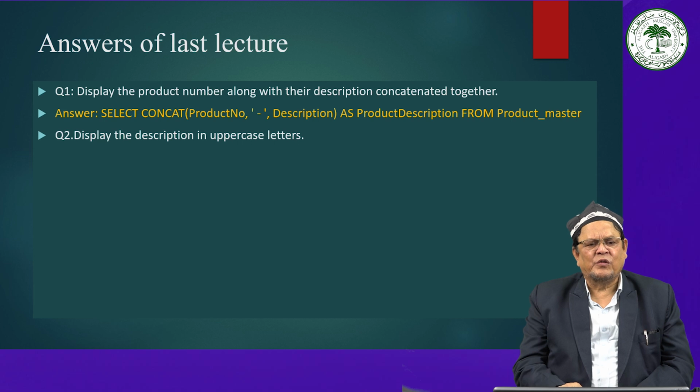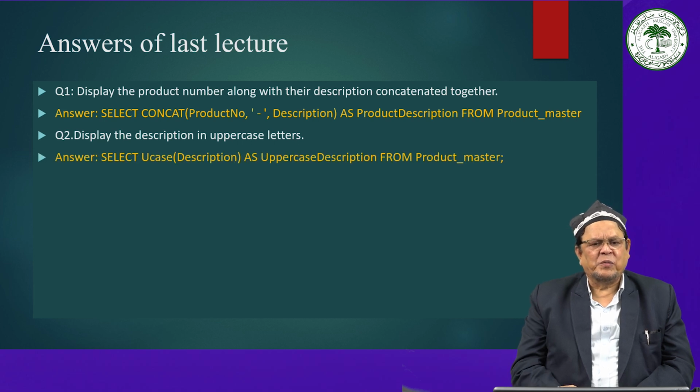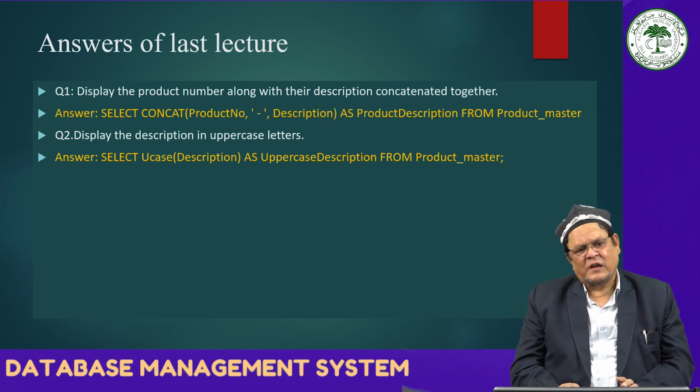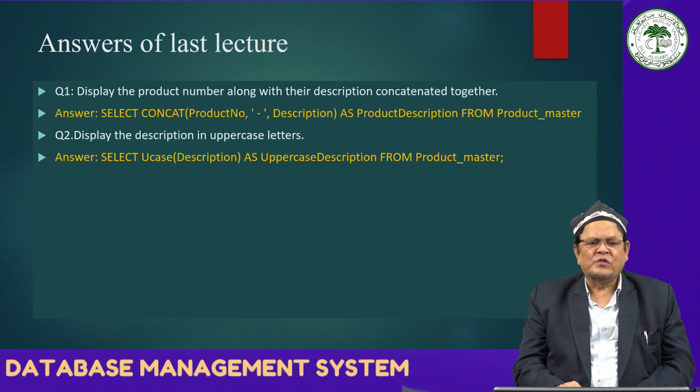The next question for the assignment was display the description in uppercase. For that you have to write select UCASE description as uppercase description from product master, or you may use UPPER. It will convert the description to upper case, or you can use UCASE.